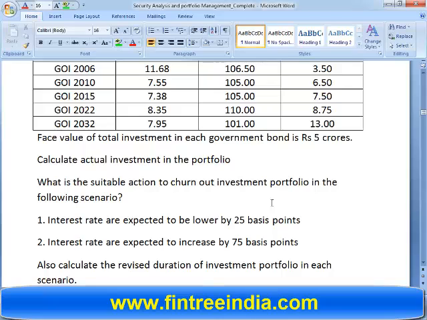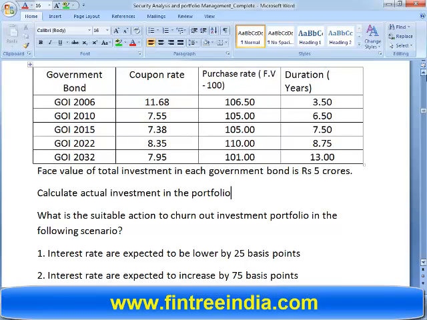What we will do is, we will have to make 3 tables for this question. In the first table we will solve these two together. Calculate the actual investment in the portfolio. I think this should be sufficient. Fair enough. So let's start solving this.